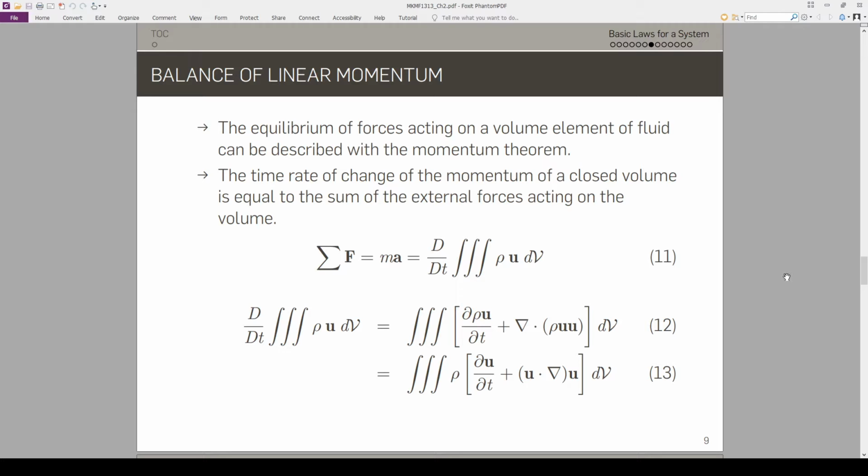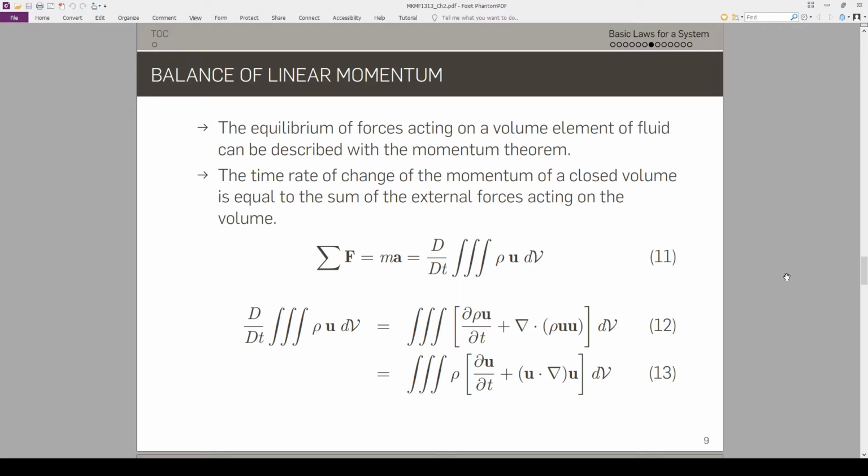So for the first part of our conservation discussions, we will first look at the balance of linear momentum, where we only consider that the momentum varies in the linear directions.